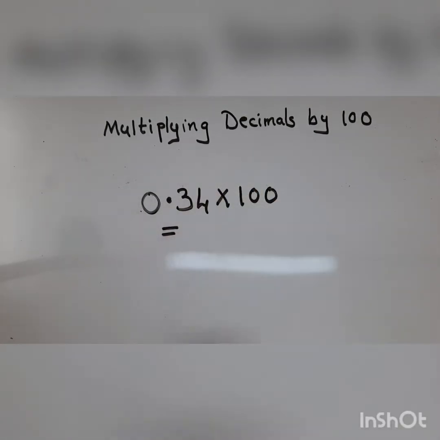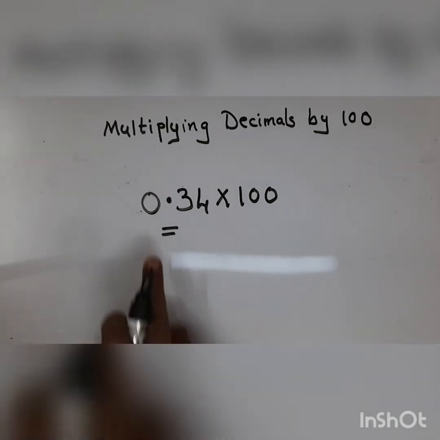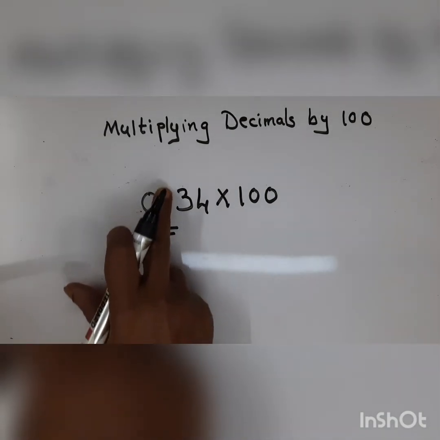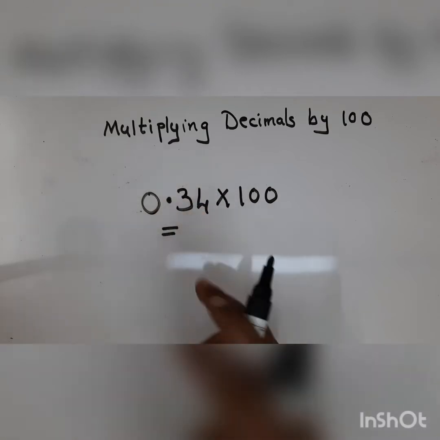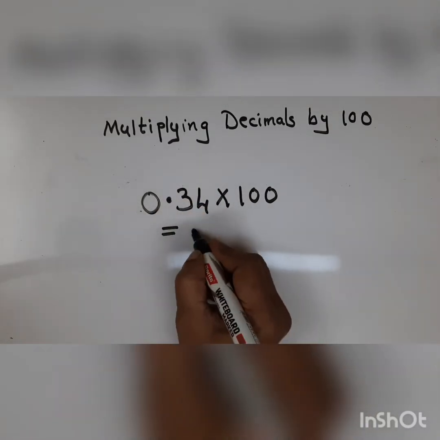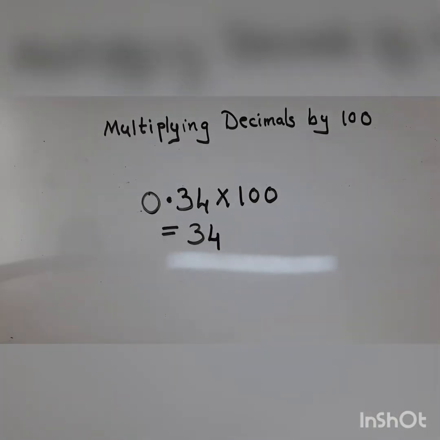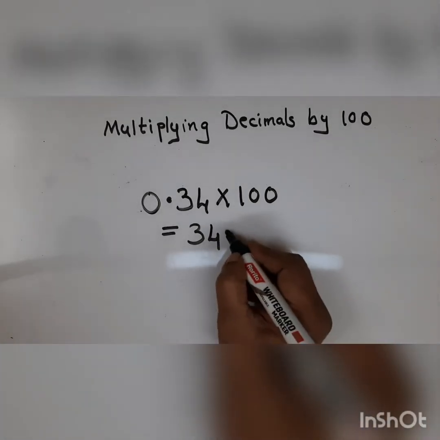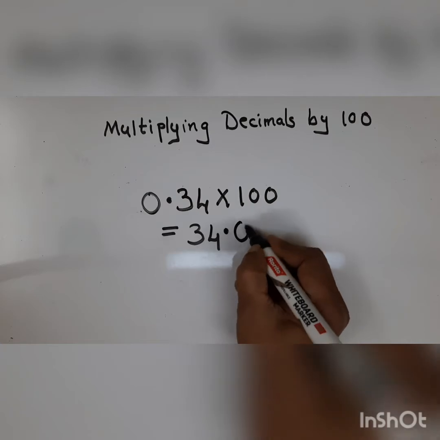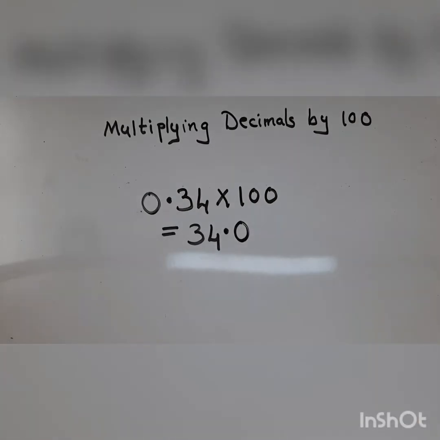2 places to the right. This is your decimal. It will shift 2 places. 1 place, 2 places. So what's my answer? It is 34. Children, you may leave it as 34 or you could put a point here and then put a 0.